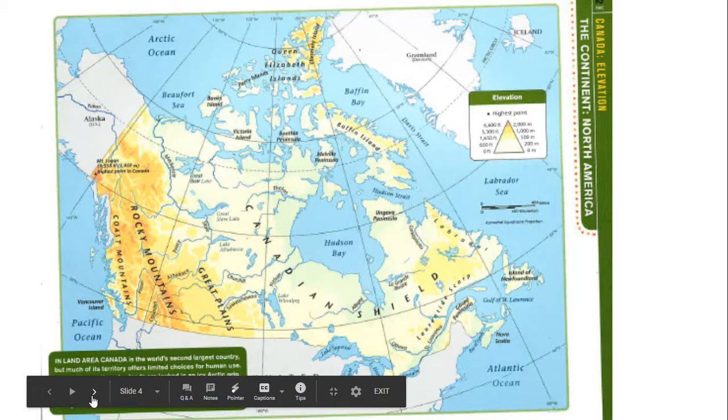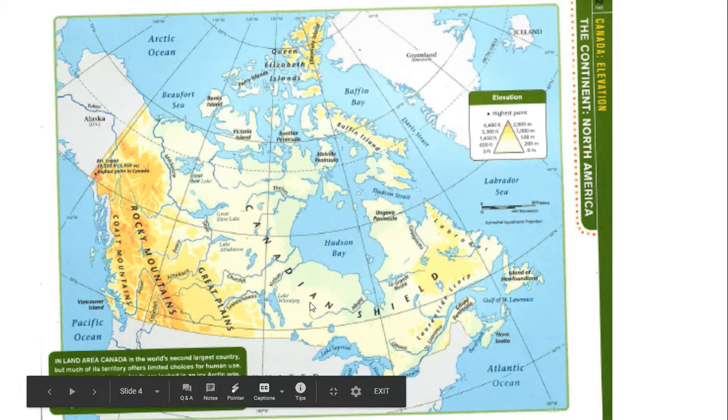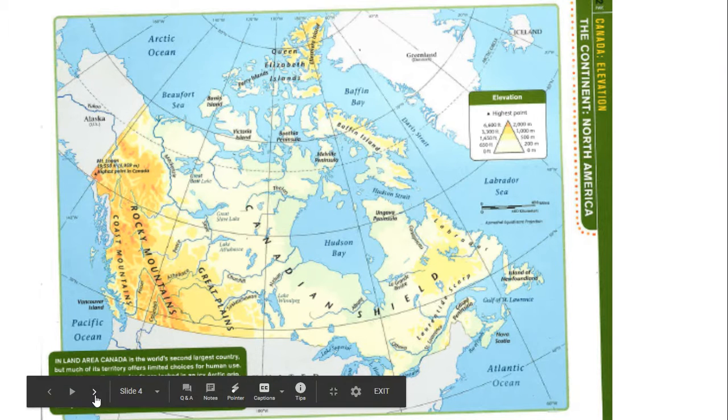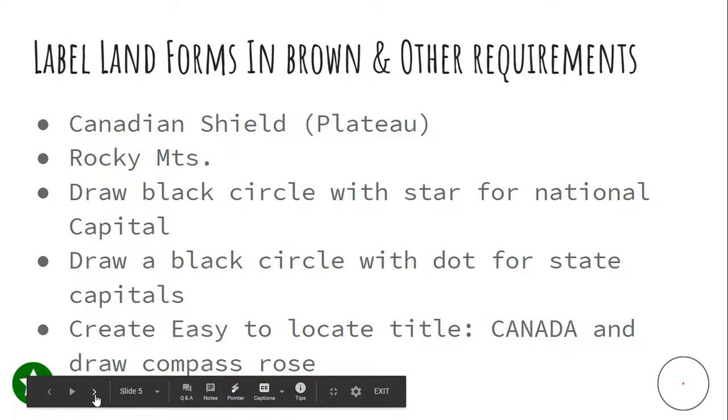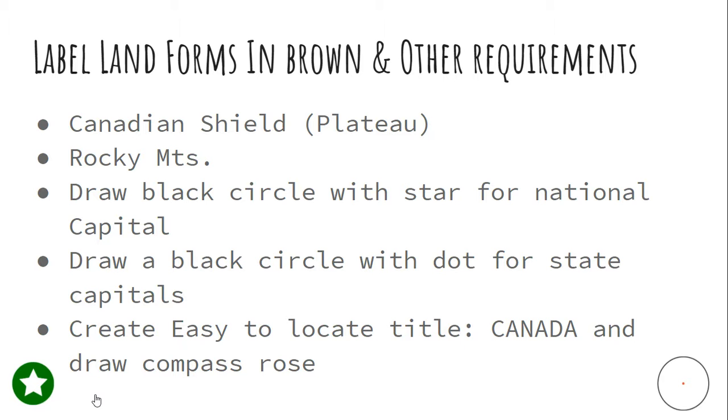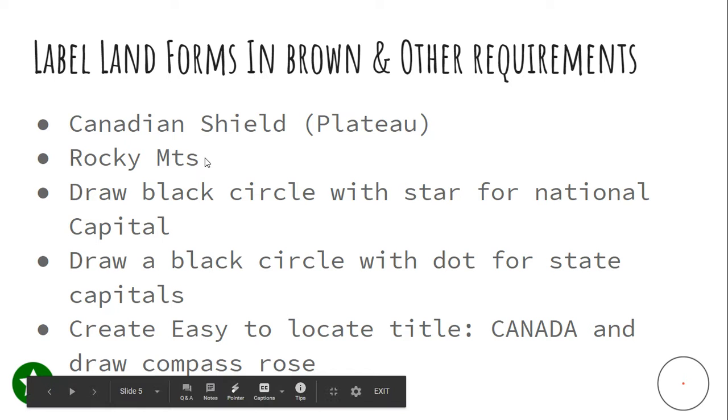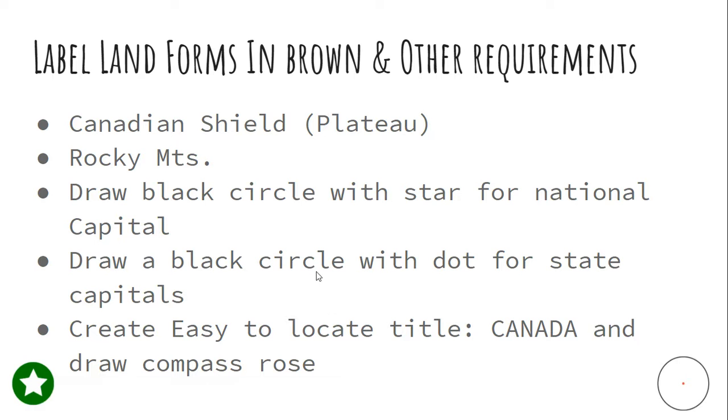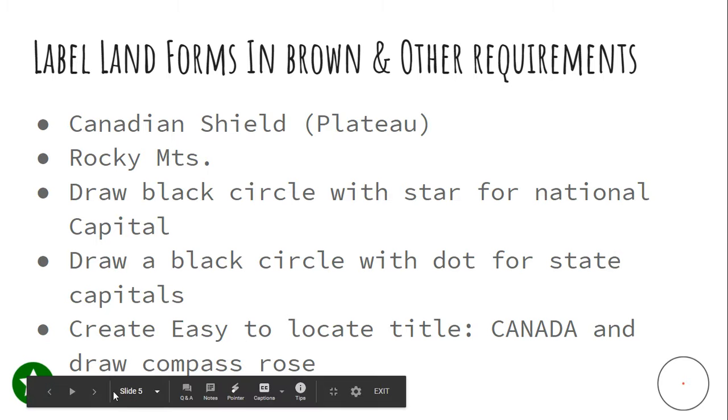I've attached here to your Google Classroom images from the atlas, and this is going to help you identify all the landforms. For instance, this is the ancient volcanic opening that I was talking to you about. Through tectonic plate activity, it's moved apart, but it's surrounding the Hudson Bay. This is a list of the landforms that you're going to identify in brown, and you've got to come up with a symbol that represents plateaus and mountains. Then you're going to use black for the circle star for the national capital, and the circle with a dot for the state capitals. Actually, state here meaning provinces and territories.